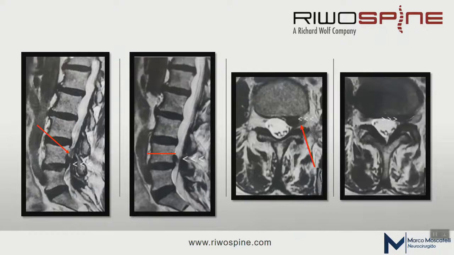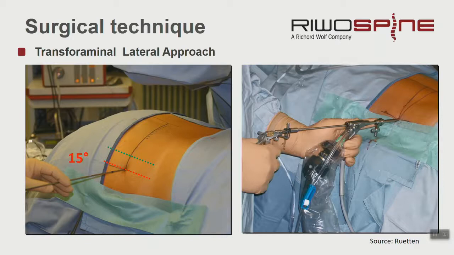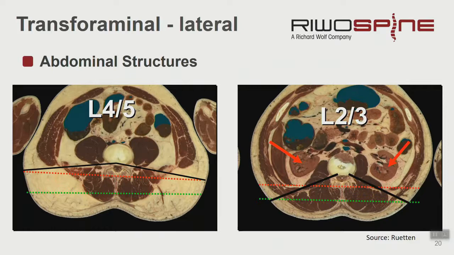Now, I will show you the step-by-step of the transforaminal approach. We start the procedure by marking the midline in AP view and placing it in the side view, the lateral view, where we mark the green line referring to the tip of the spinous process and the headline in the facet joint line. With this, we can enter at 15 degrees between the green line and the headline at the L4 level without problem with the abdominal structures. However, the higher it is, the closer the green line will have to go.